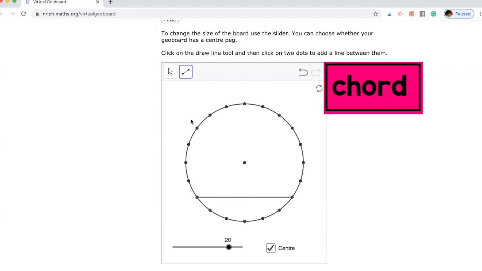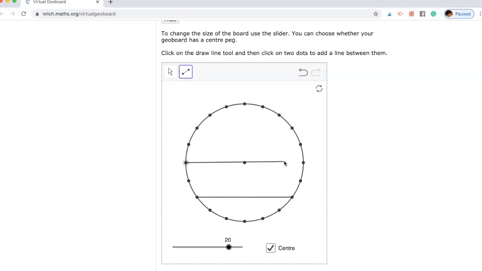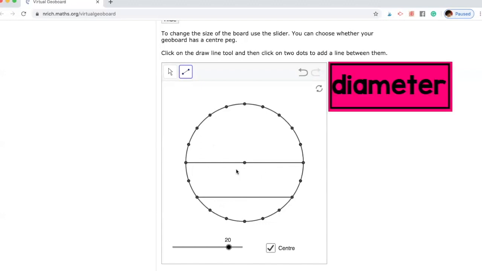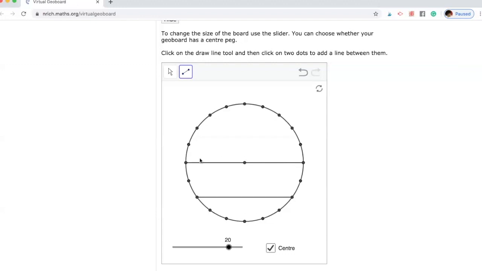Now, if I want to create another chord, or the longest chord that I can make in my circle, that goes through the center of my circle, this one is called the diameter. The diameter. And again, it is a chord because you see it has two points that are sitting on the circumference of my circle. However, it is going through the center of my circle.